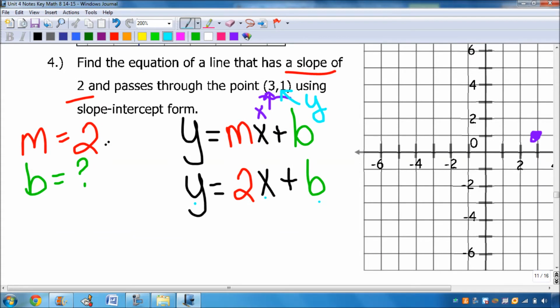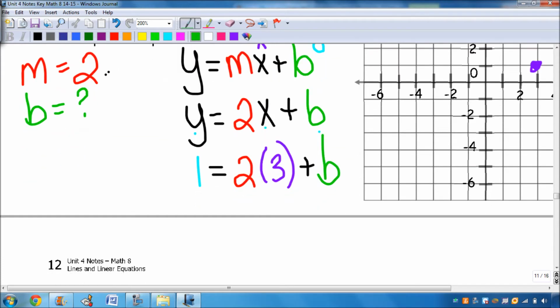So I need to plug something in for each one of these variables. If you notice right here, I have a y. Well, I know what one possible value of y is. It's 1. So instead of y, I'm going to replace it with 1. So I'm going to say 1 equals, and copy everything else down. Now, notice there's an x here, and x is 3. So I'm going to substitute this 3 in instead of x. So 2 times 3, and then plus b, because I don't know what b is yet.